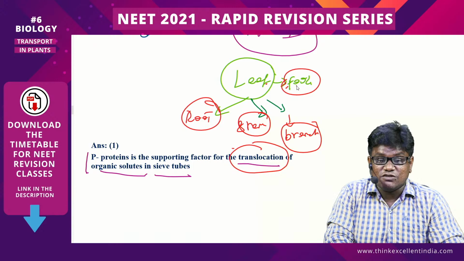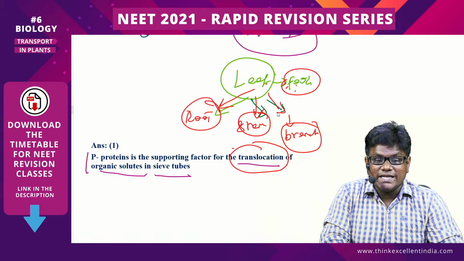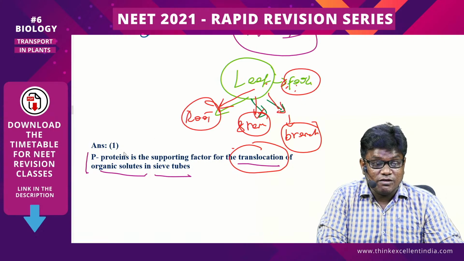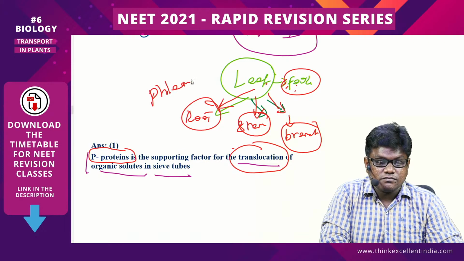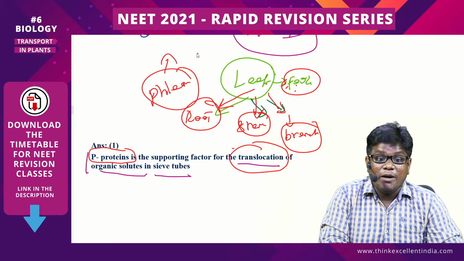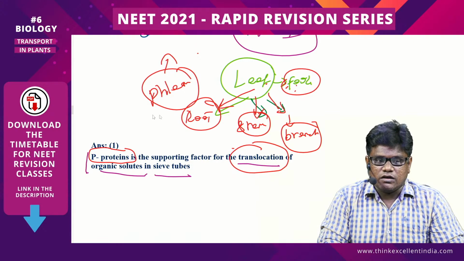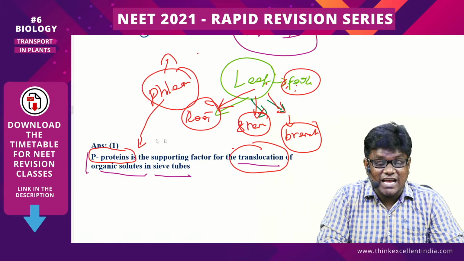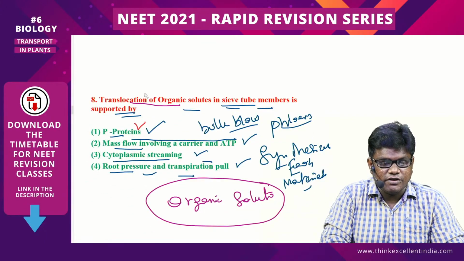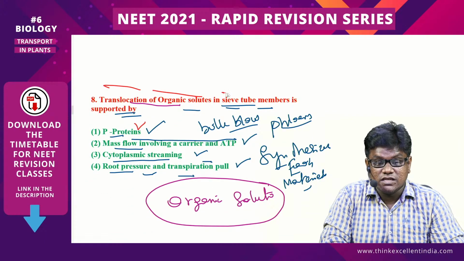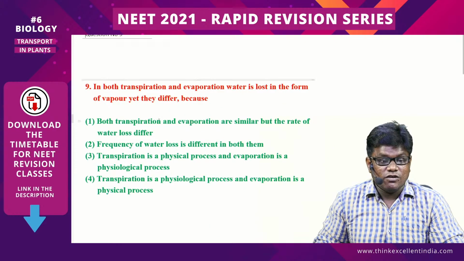Through translocation, the synthesized food materials, all the organic components, will be transported in a multi-directional way to where they are required. So the P proteins play an important role, present inside the phloem. The phloem mostly transports minerals and synthesized food materials. So the phloem proteins help that particular translocation process. So the P proteins are important when you talk about translocation of organic solutes in sieve tube members supported by. So just 2 questions. Only two questions are left.